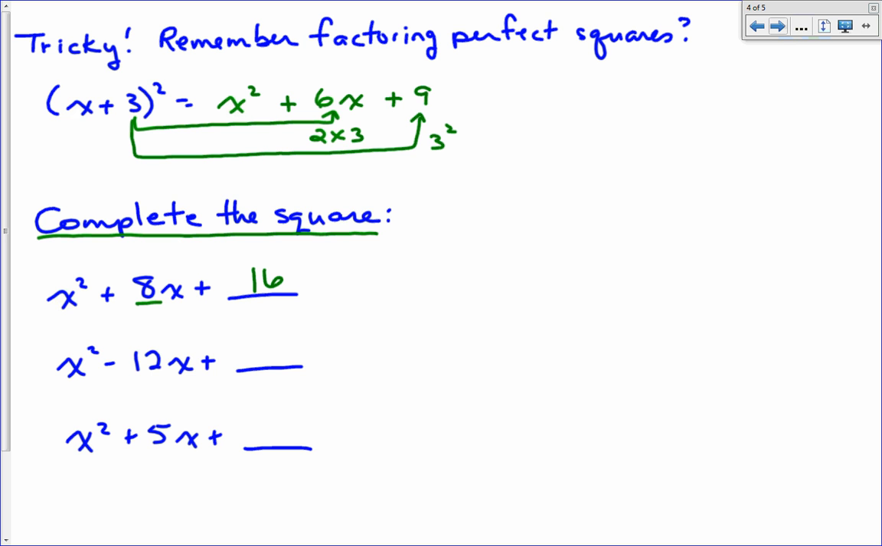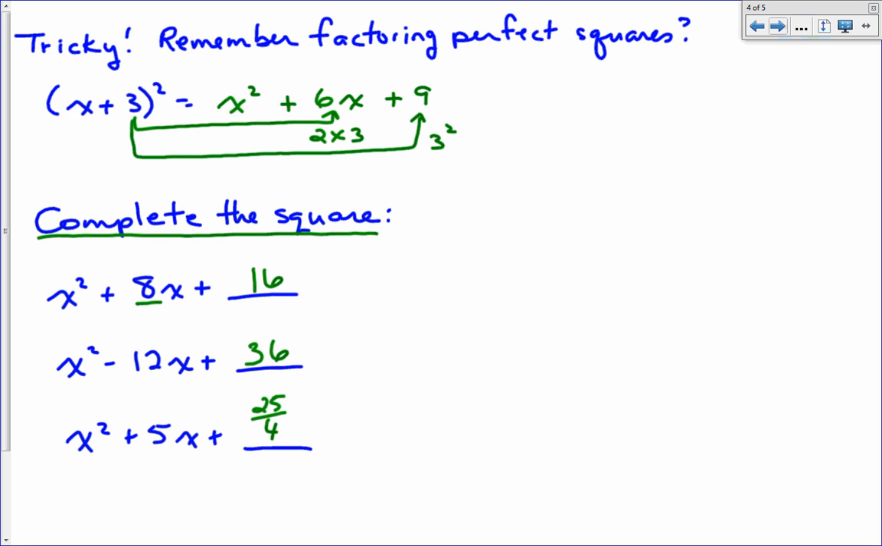We can do that here. Even though there's subtraction, remember that a negative times a negative gives us a positive, so we'll end up still adding something here, but half of 12 is 6, and 6 squared is 36. Half of 5 is 5 over 2, and 5 over 2 squared gives me 25 over 4.